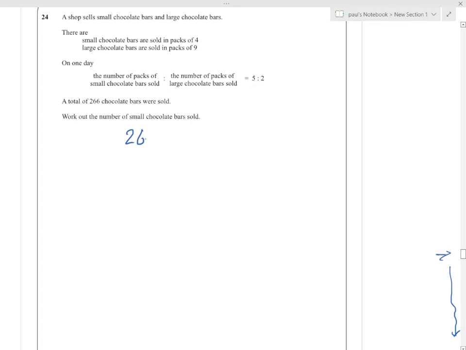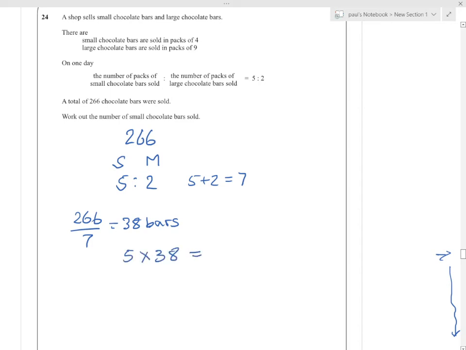So we've got 266 and we've got small and large is 5 to 2. Add them. 5 plus 2 equals 7. So we need to do 266 divided by 7. A couple of ratio questions in a row here. 266 divided by 7 is 38. So each part of the ratio is worth 38 bars. The number of small ones, so 5 times 38.